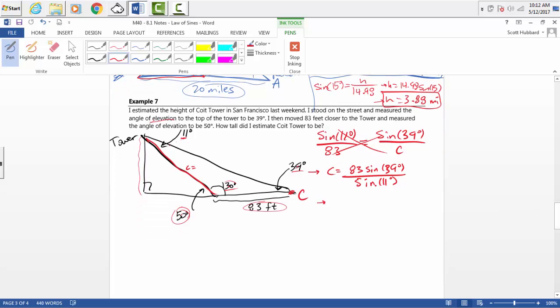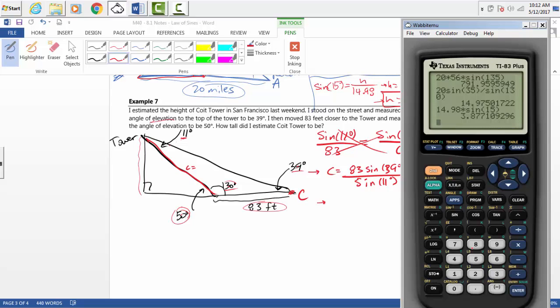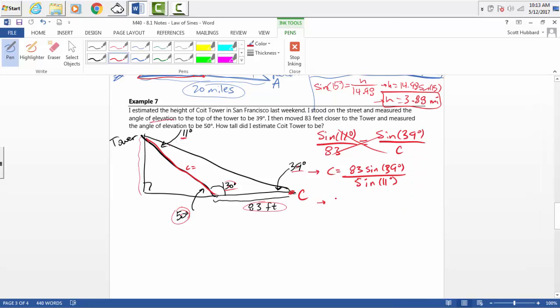And then we just plug and chug in our calculator. It's 83 sine 39 divided by sine of 11. It's 273.75. So C equals 273.75 feet.